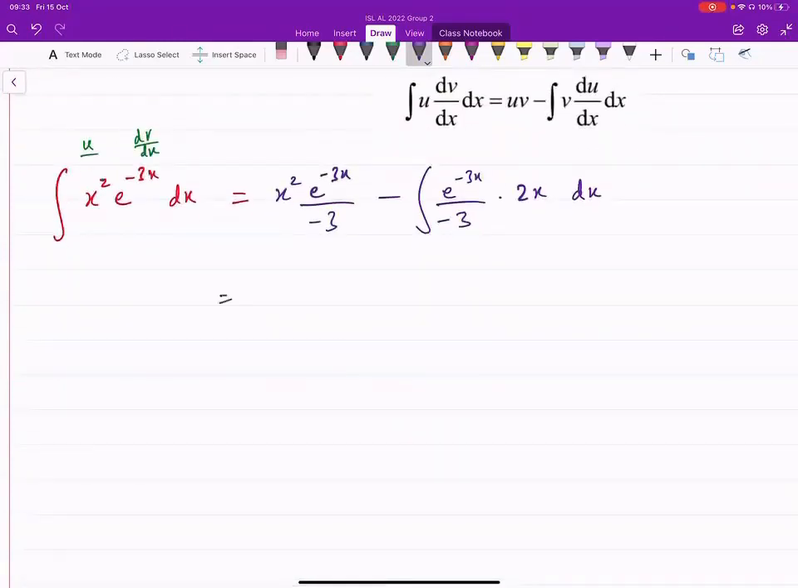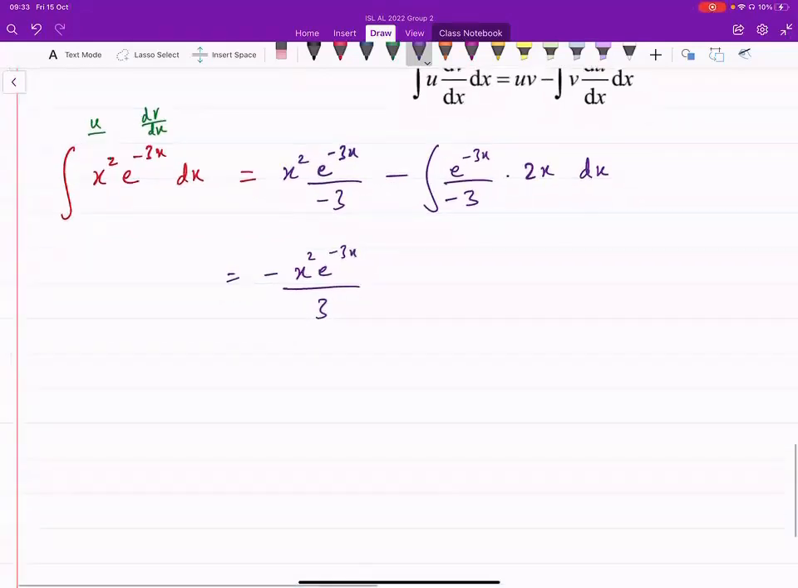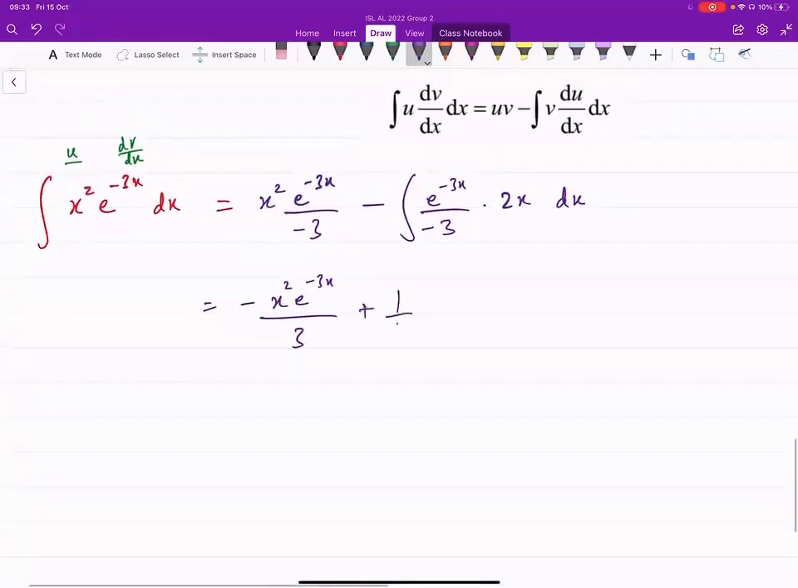We have minus x square e raised to power -3x over 3. This we have outside. Now inside, we have to integrate again. We write 1/3 outside just to make things a bit simpler. What do we have inside? Let's write 2 outside as well. Sorry, so we've got 2 outside as well, and inside we've got e raised to power -3x into x. We have to integrate this again. How do we integrate this?